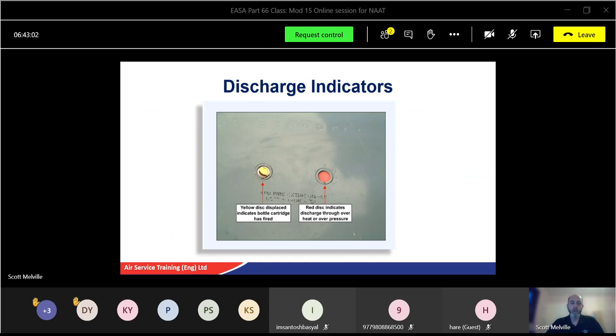Use your manual. Yeah, just a quick recap. Yellow disc discharge indicators, if displaced, indicate the bottle cartridge is fired. Red disc indicates the discharge has overheated or overpressurized. Okay, they can be green. It depends on the system, and it can be a different type of window. That's the usual sort of common ones.